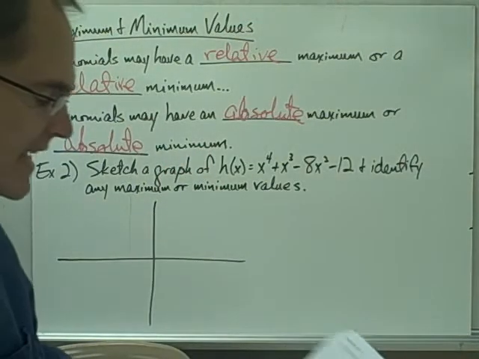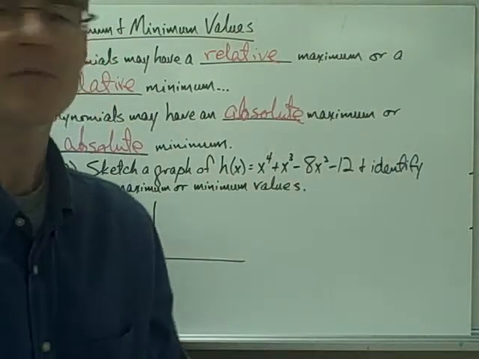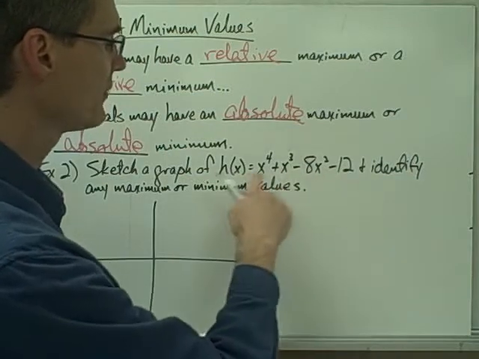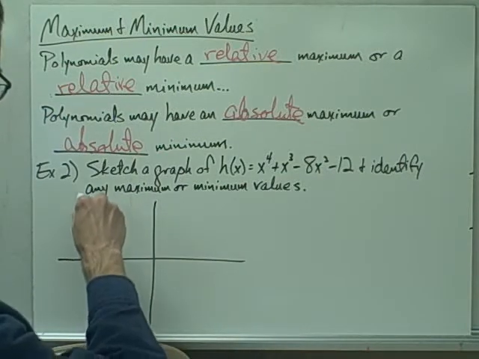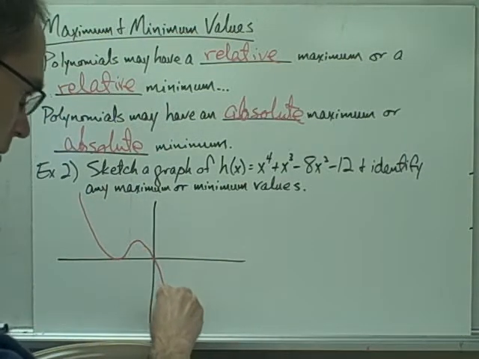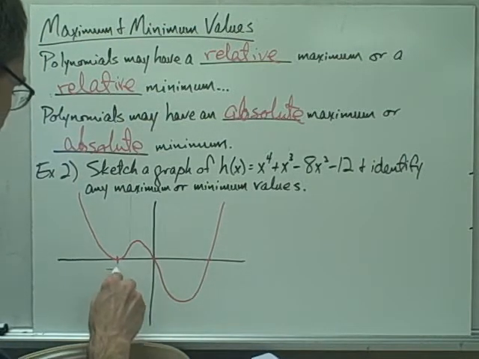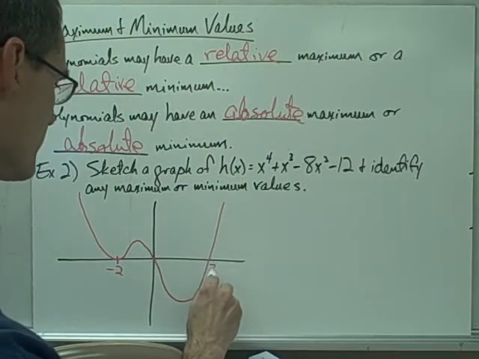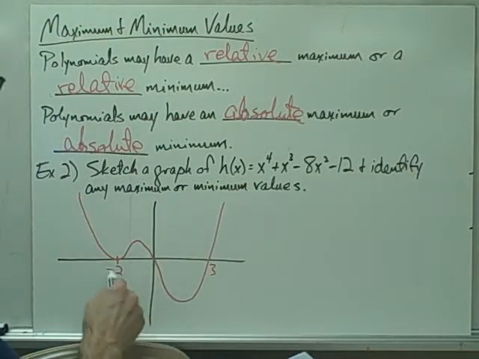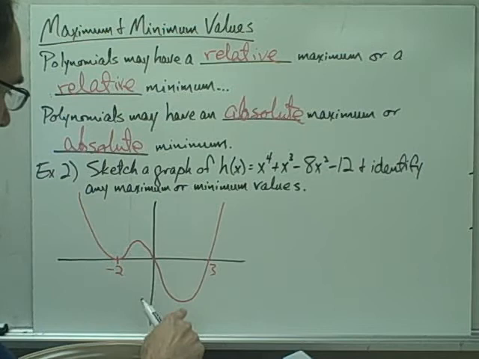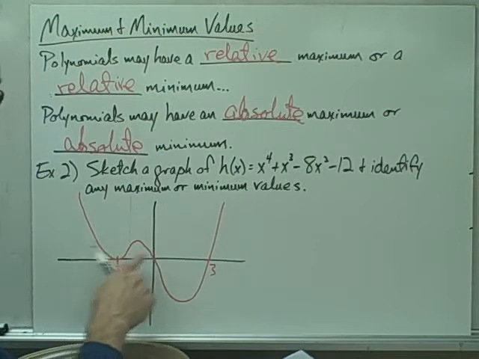So example number 2, it says sketch a graph of the function h of x and identify any maximum or minimum value. So if you take this polynomial function here and plug it into your graphing calculator, you will get a graph that looks something like this. And this point right here is -2, and this point right here is 3. So I can see that I've got a 4th degree polynomial. I've got 3 bumps, and I've got 1, 2, 3. Well, I would have 3 zeros. I've got a double 0 here, so I've got my 4 zeros.